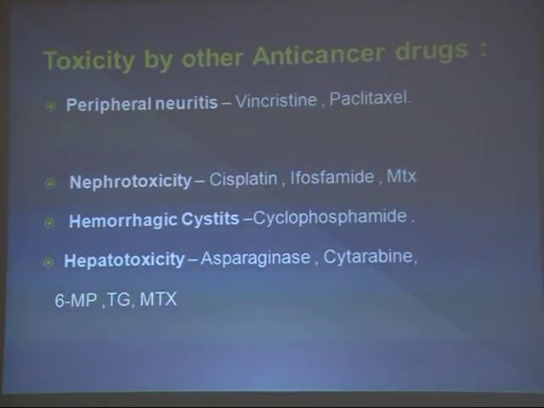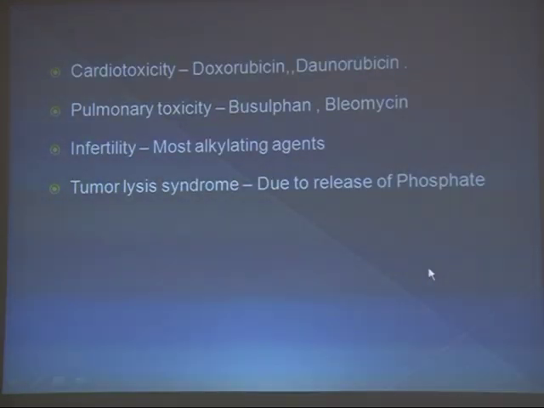Now coming to the specific toxicities by the drugs: peripheral neuritis is caused by vincristine and also by paclitaxel. These are characteristic. Nephrotoxicity by cisplatin, ifosfamide and methotrexate. Hemorrhagic cystitis, that is cyclophosphamide. Very important: hemorrhagic cystitis is an adverse effect of cyclophosphamide, but hepatotoxicity is caused by asparaginase and cytarabine. Cardiotoxicity is an important feature of doxorubicin, daunorubicin. Pulmonary toxicity by busulfan and bleomycin. Infertility, most of the alkylating agents cause infertility, and tumor lysis syndrome due to the release of phosphate.